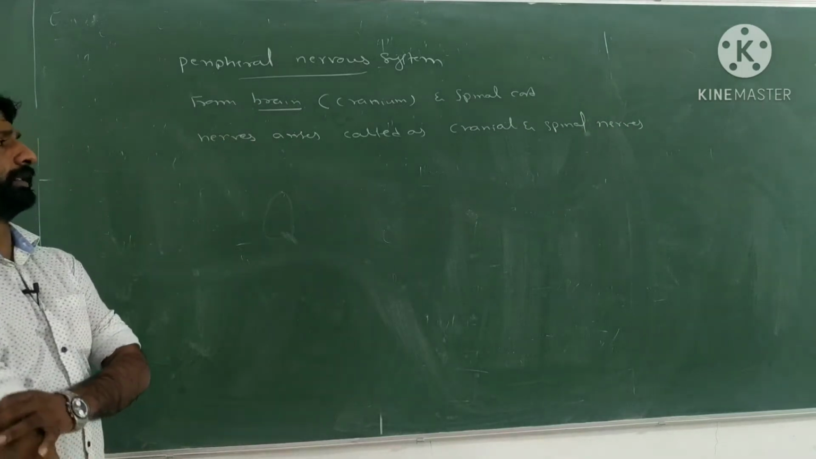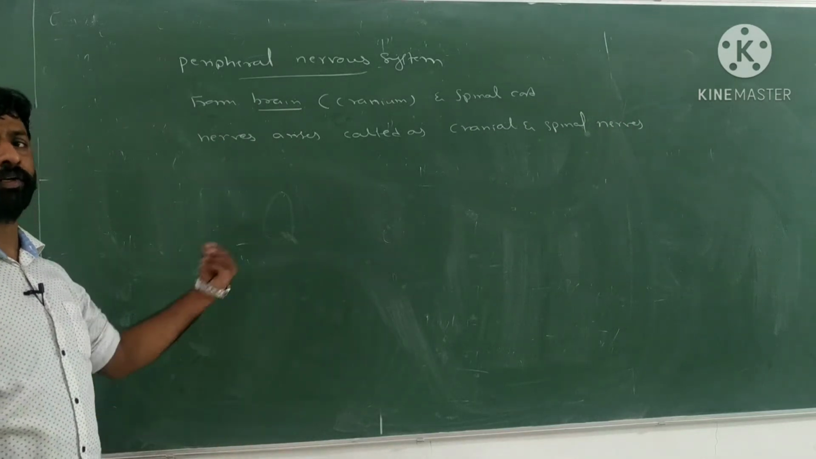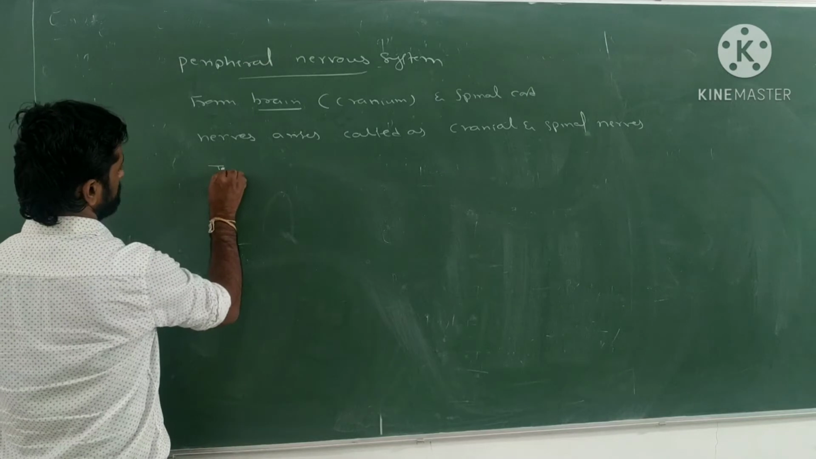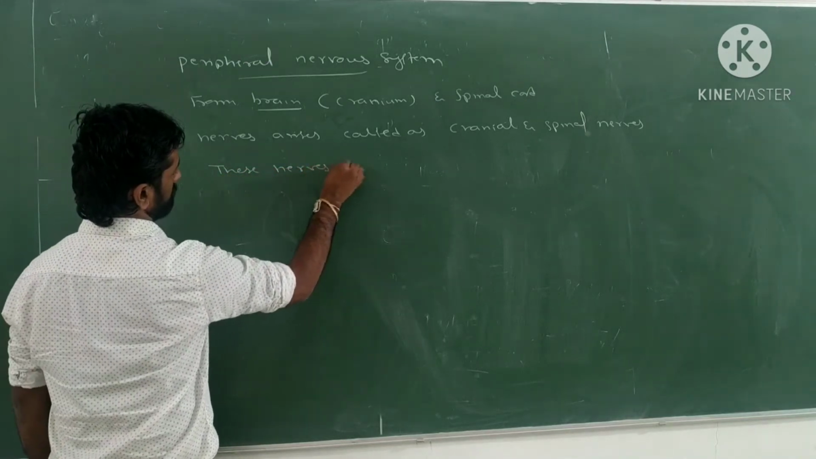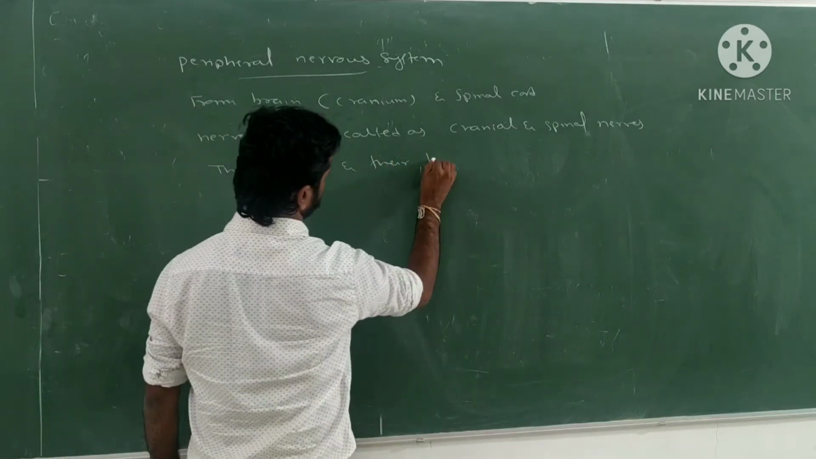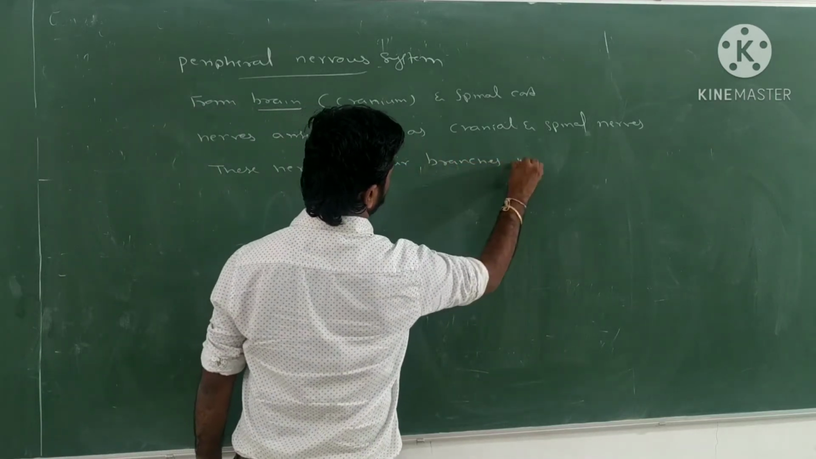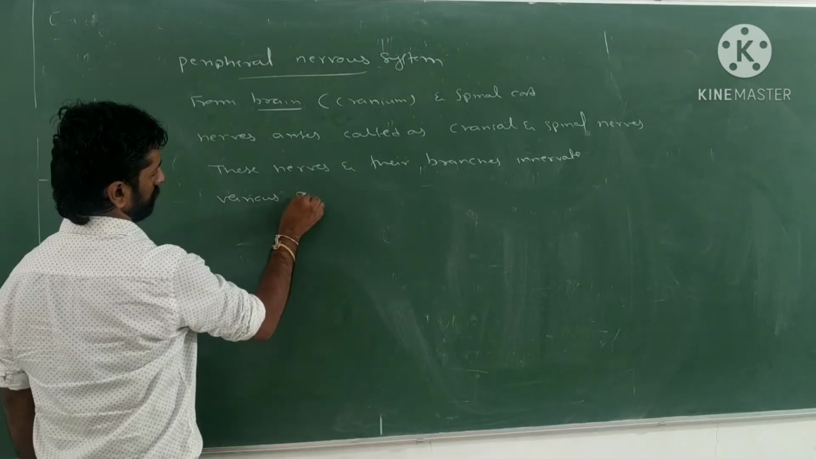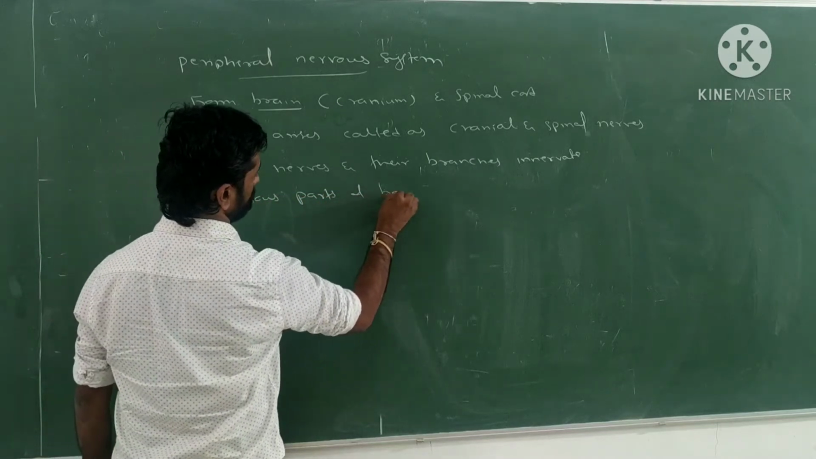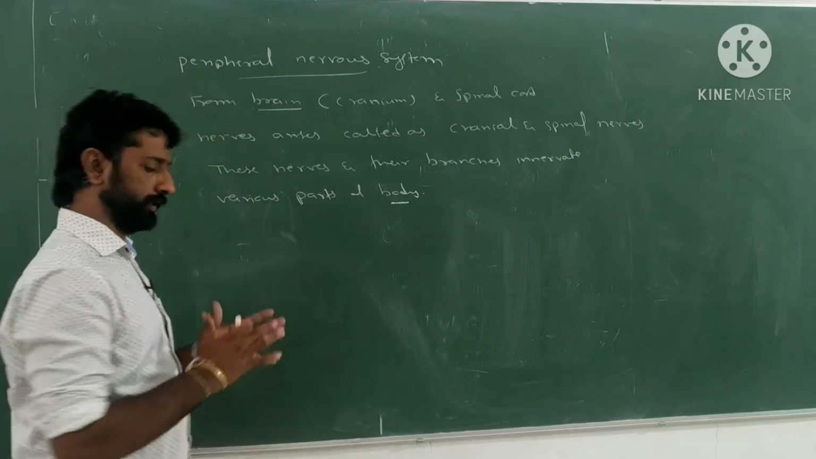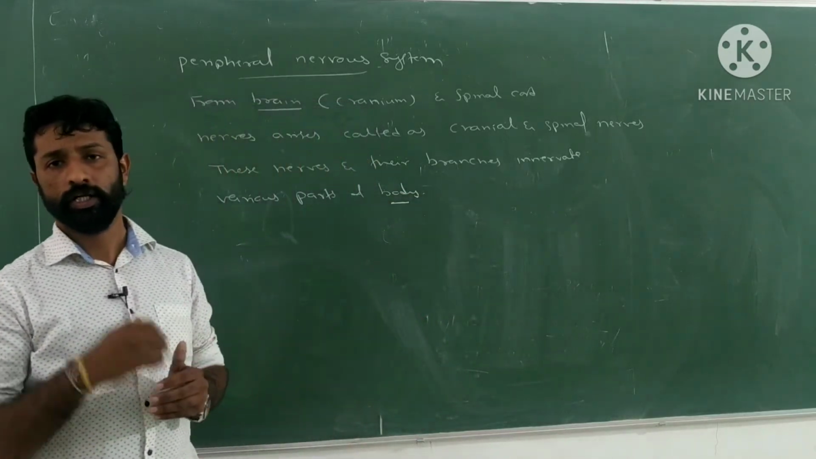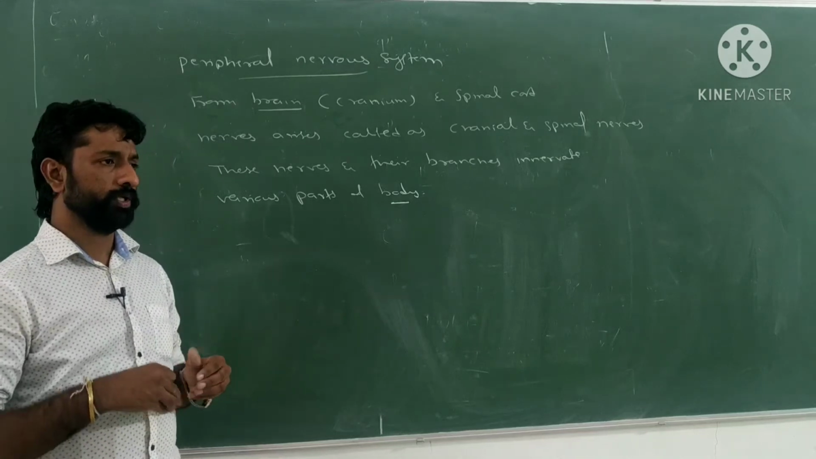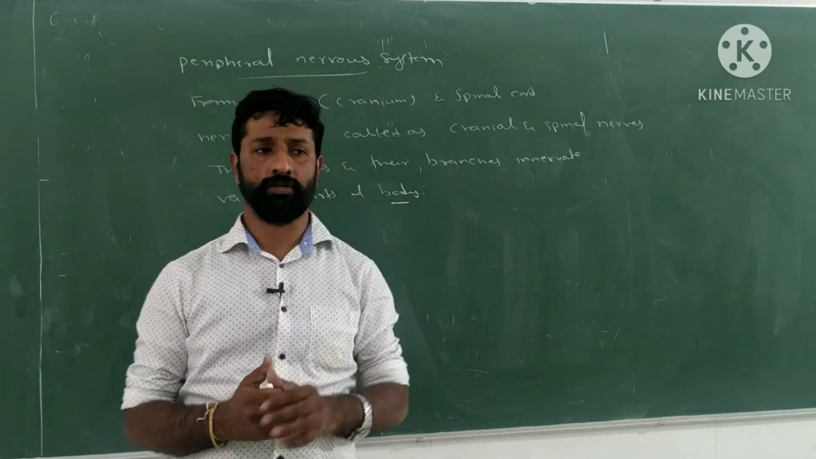These cranial and spinal nerves and their branches innervate, meaning enter, various parts of the body in order to provide the end-to-end or point-to-point control and coordination of the various organ systems and tissues present in our body to carry out specific physiological functions.